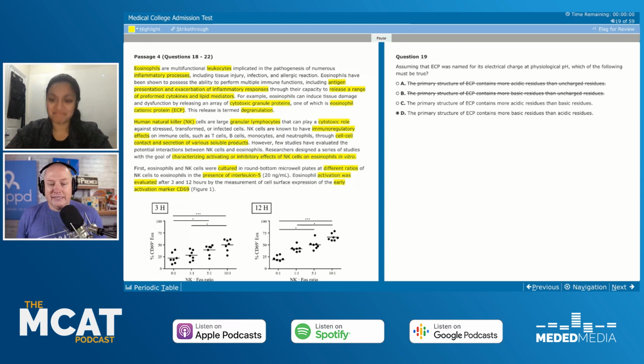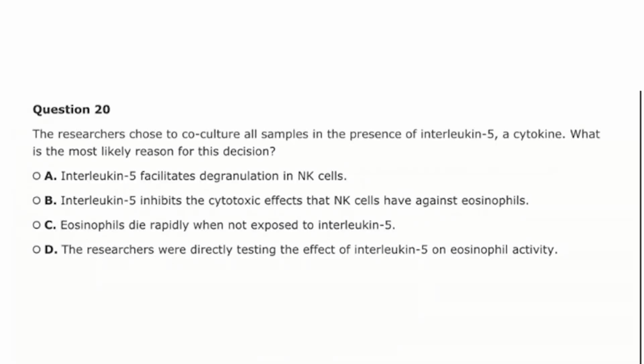All right. Apparently, amino acids are important for the MCAT. Someone mentioned that once. It sounded right. Gotta know it.